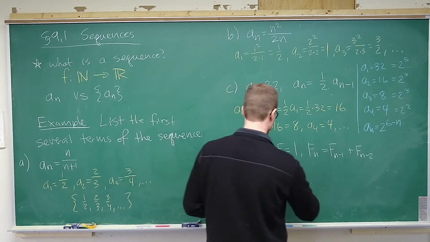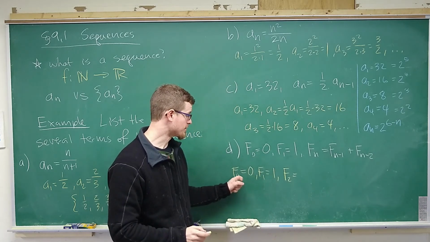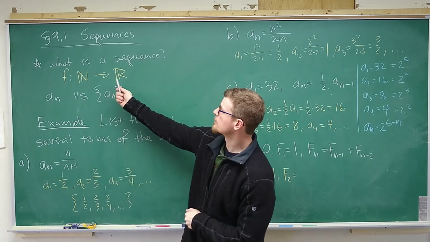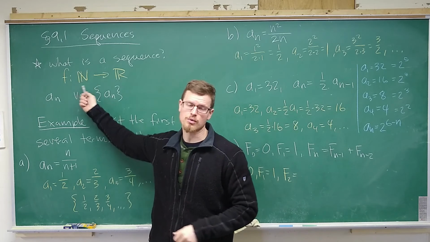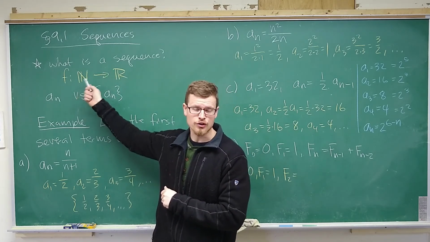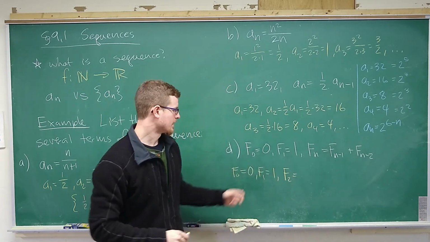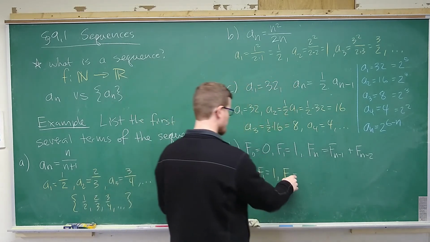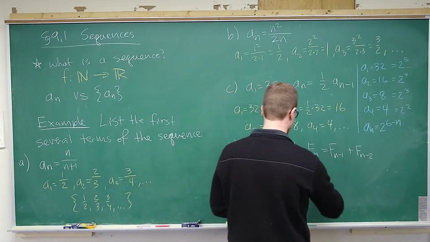So f sub 2, beginning at 0, this is the 1, 2, 3, this is the third term. As I mentioned at the beginning of the video, this can be the natural numbers, the positive integers, or the non-negative integers. So including 0 is perfectly fine. And that's essentially what we've done here. So f sub 2 is the sum of the previous 2 terms. 0 plus 1 is 1.